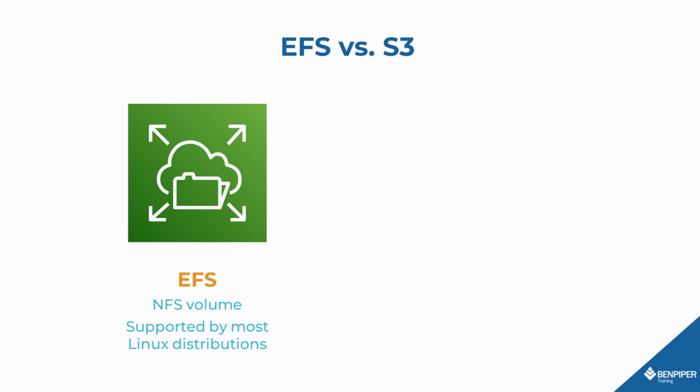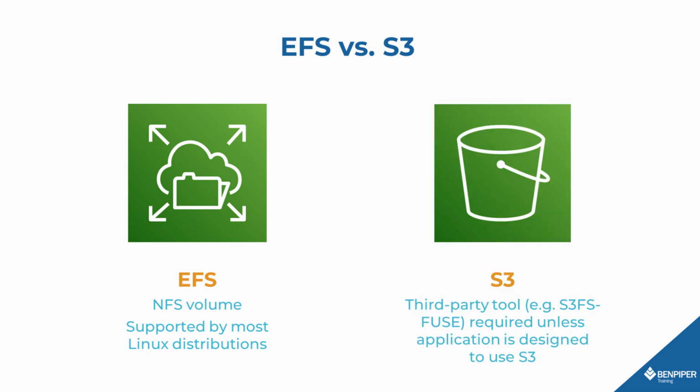EFS works by providing a network file system volume. NFS is a nearly 40-year-old standard. All Linux distributions support it, so we don't need to rewrite the application. All we have to do is mount the NFS share on the instances as a normal file system, and we're good to go. Using S3, on the other hand, would require installing some third-party tool on your instances to allow them to mount an S3 bucket as a file system. It's not very clean, and it is likely to break. So EFS is our best option here.